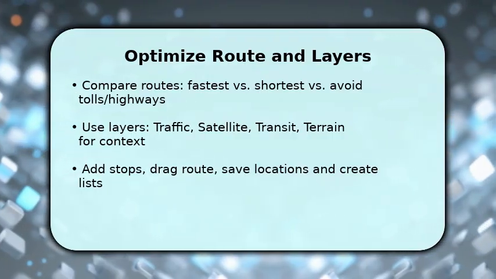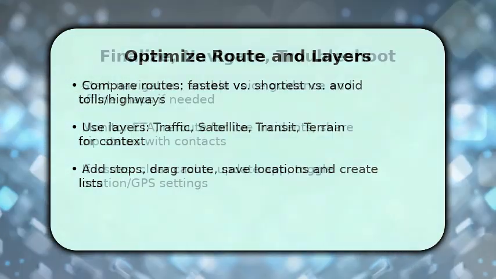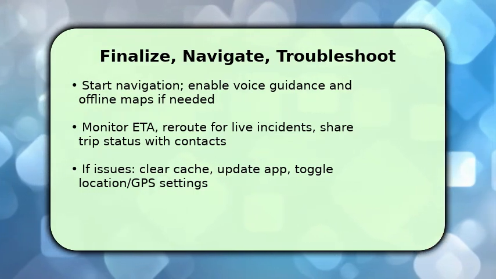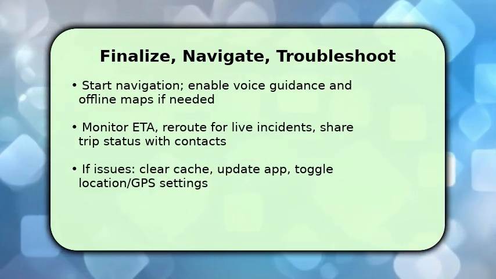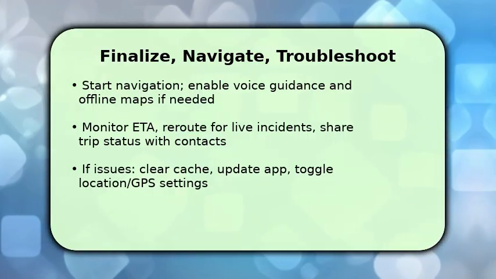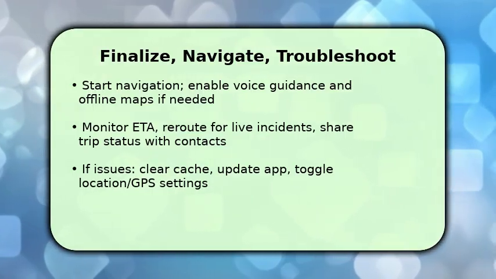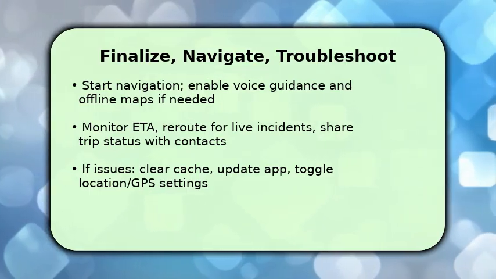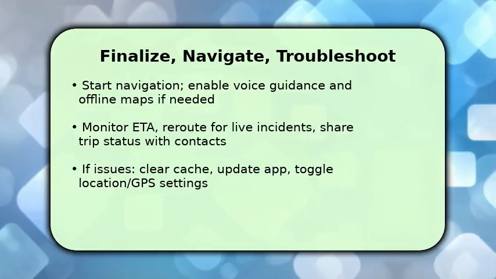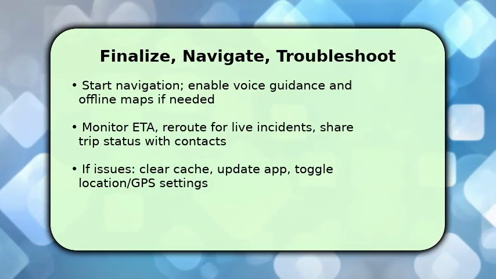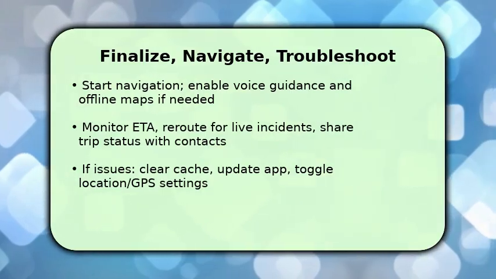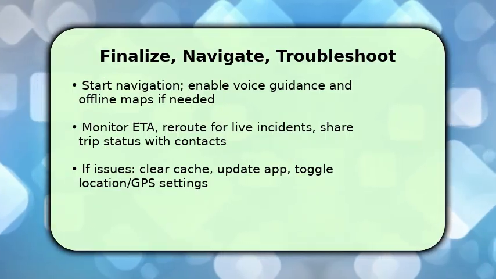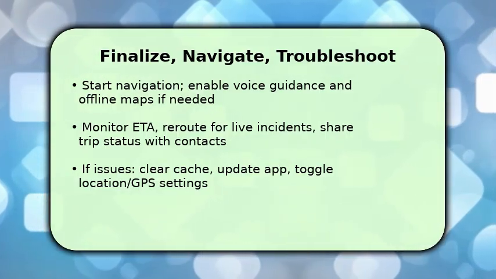These steps reduce surprises. Start navigation and enable voice guidance so you can keep your eyes on the road. If you expect no signal, download offline maps for the area. Keep an eye on ETA and allow maps to reroute automatically around accidents or closures, and share your live trip with contacts for safety. If directions are wrong or the app misbehaves, clear cache, update the app, or toggle location/GPS. Usually that fixes most issues quickly, so you can resume navigation without delay.